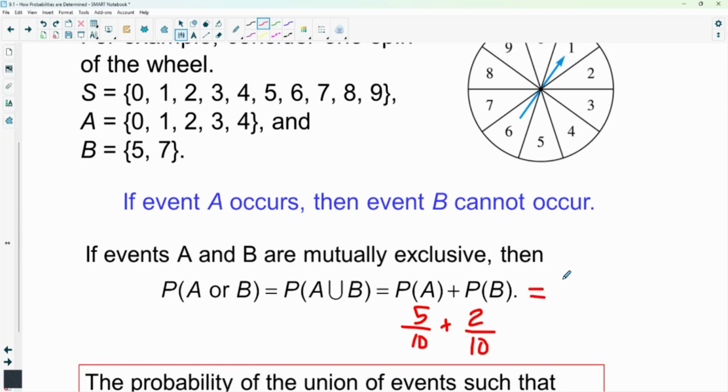So that means that this probability is 7 out of 10. I'm sorry, it's not writing right now. Let's see. 7 out of 10.